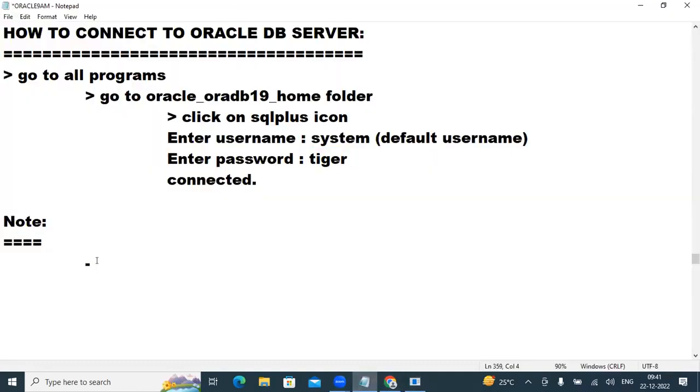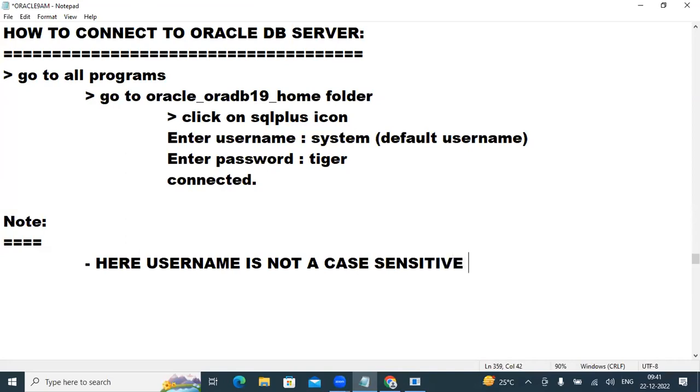Write down below: username is not case sensitive, but password is case sensitive. This point should be underlined whenever you are working with Oracle.